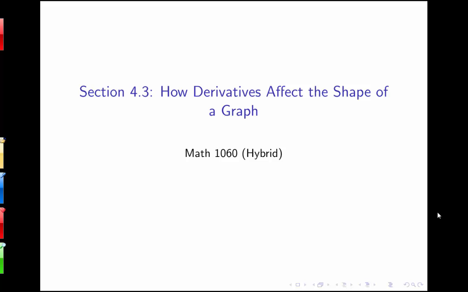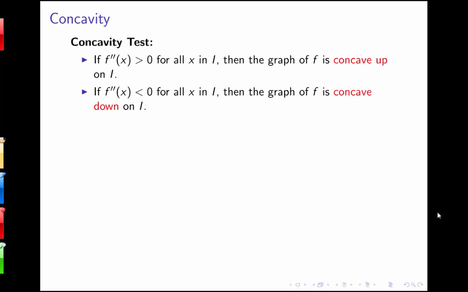In this lecture, we're going to be talking a little bit more about how derivatives affect the shape of a graph. So in class, we talked a little bit about the first derivative test, and how the first derivative relates to where our graph is increasing and decreasing. Now we want to talk a little bit about concavity, and then we're going to do some examples where we use these concepts together.